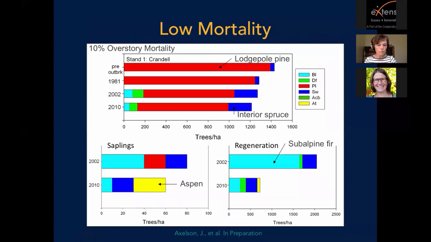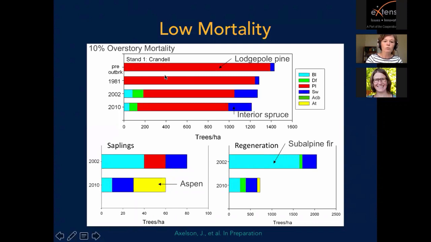This is our low mortality site. We only had 10% overstory mortality. We took all the trees that had been recorded as dead by mountain pine beetle or IPS in 1981, when these stands were first measured, and we made them alive again so we could see what the pre-outbreak condition looked like. This red color is lodgepole pine, and trees per hectare are on this x-axis. So here's a stand dominated by pine that suffers a very minor amount of overstory mortality.